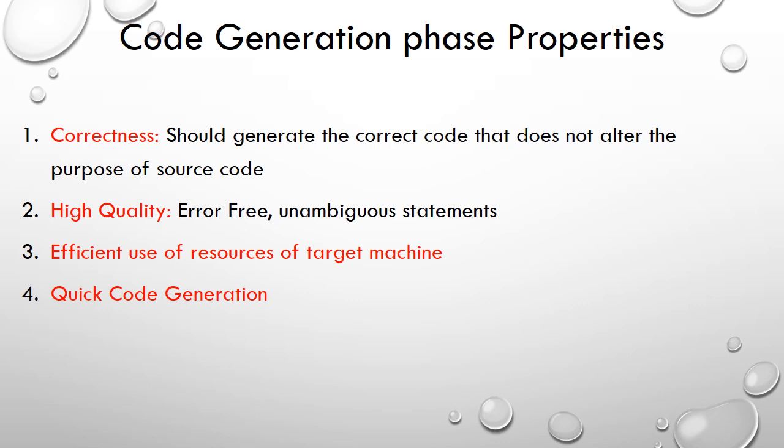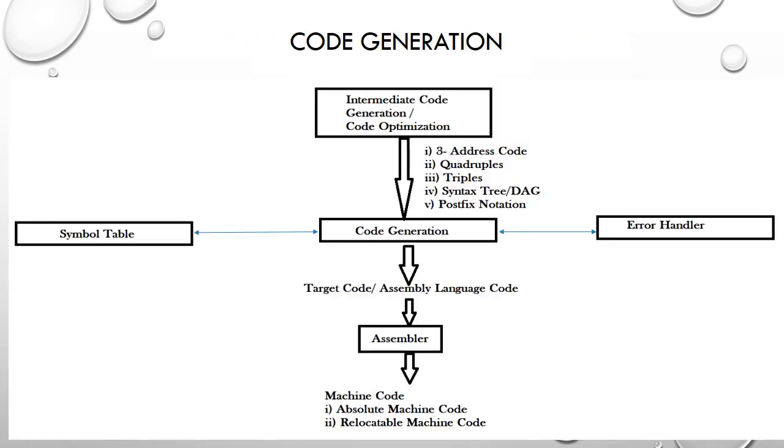Last one is quick code generation. It means the code generation phase should generate the code quickly. It should not delay much, because there is not much time left for the code generation. In fact, whenever we are writing the code, we want the code to be compiled very fast, and then the actual activity should be performed at runtime as required.